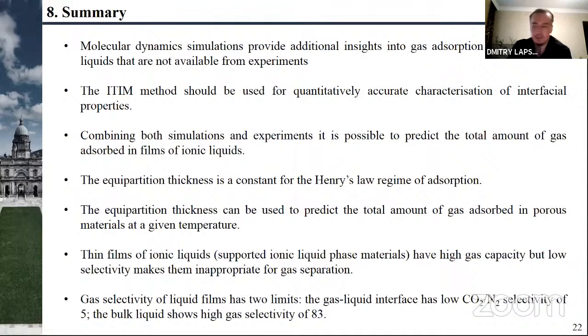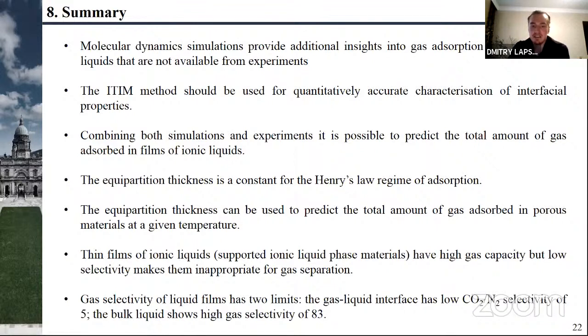Combining both simulations and experiments, we can predict the total amount of gas adsorbed in films. And this is possible if we introduce the equipartition thickness, but only for the Henry's law regime of adsorption. Thin films of ionic liquids have high gas capacity, but low selectivity makes them inappropriate for gas separation.